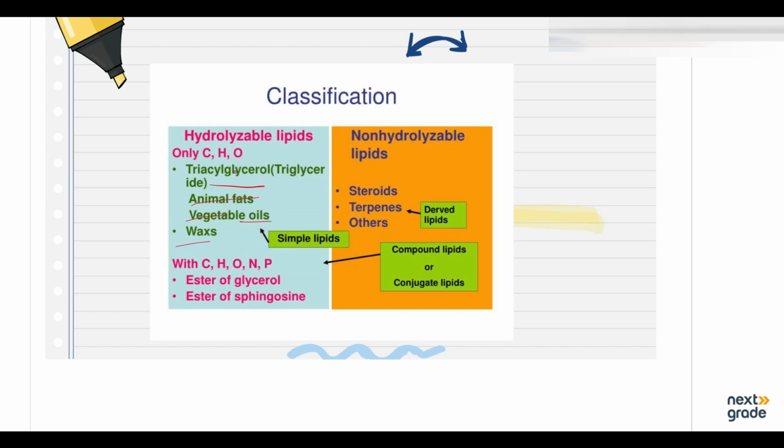These are the simple lipids, meaning they are not derived from anything else. Lipids can be derivatives of something or they can occur simply, right? So these are the simple lipids. If we look at carbon, hydrogen, oxygen and nitrogen, there is an ester of glycerol, right? That is also a classification of lipid. And the non-hydrosoluble lipids include steroids and terpenes. Terpenes are basically derivatives of lipids, right? So these are the classifications of lipids that are most commonly found.